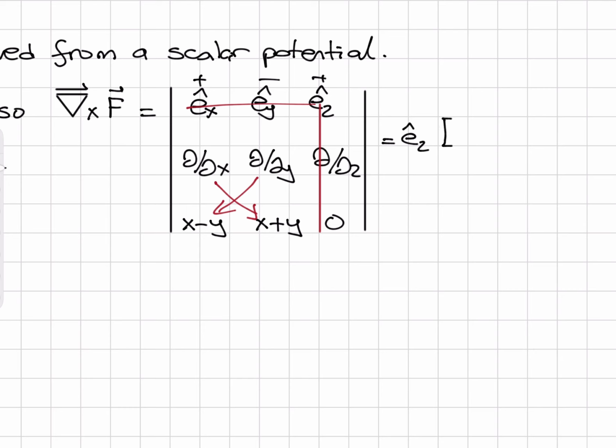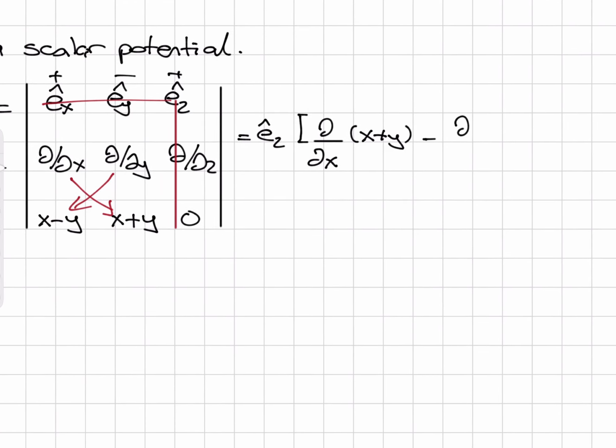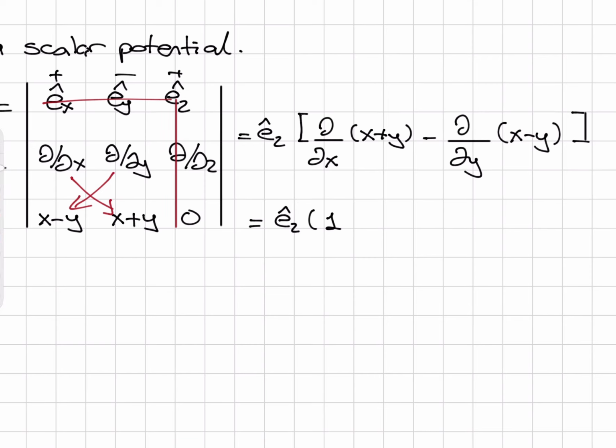I have del x plus y minus del y x minus y. So the first derivative will be 1. So in ez hat parentheses I have 1. The second derivative is minus 1. Minus 1 is plus 1. So therefore the answer is 2 ez hat.